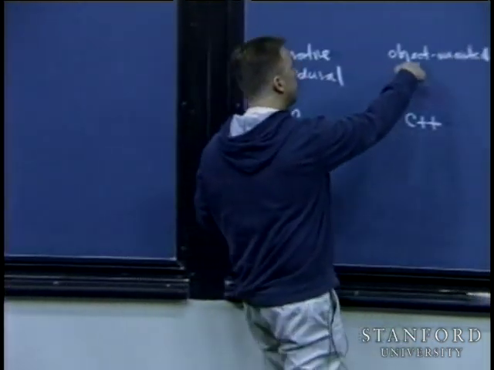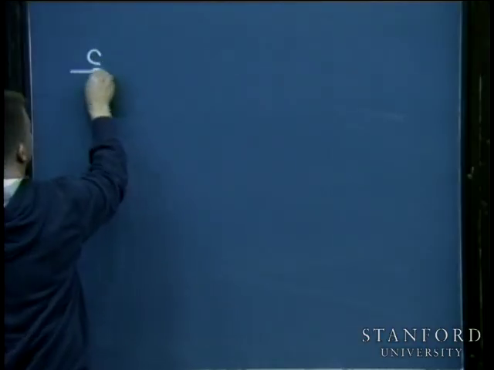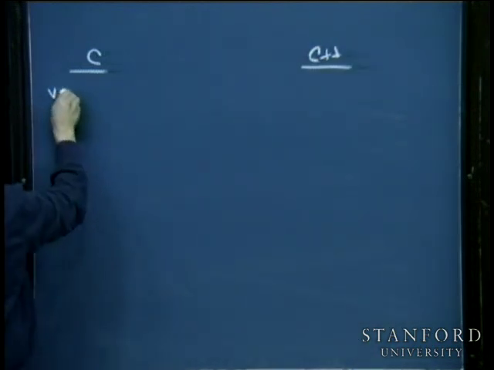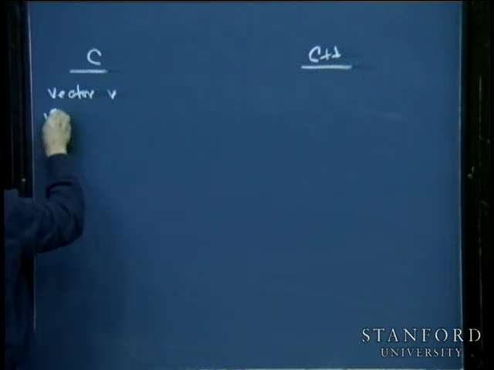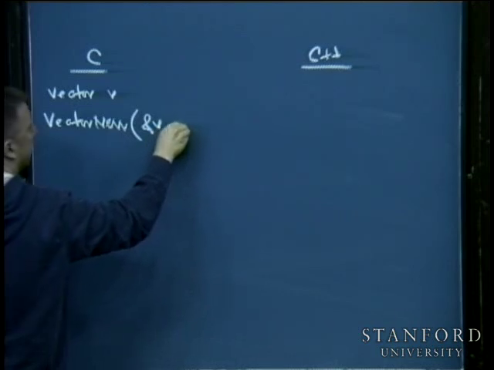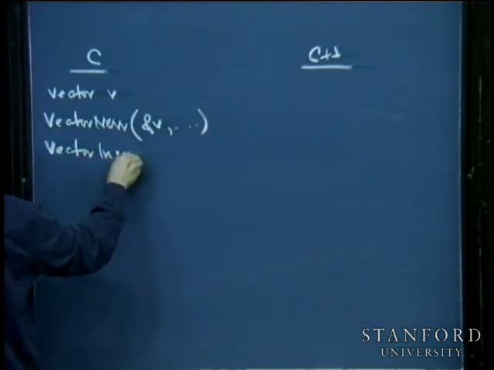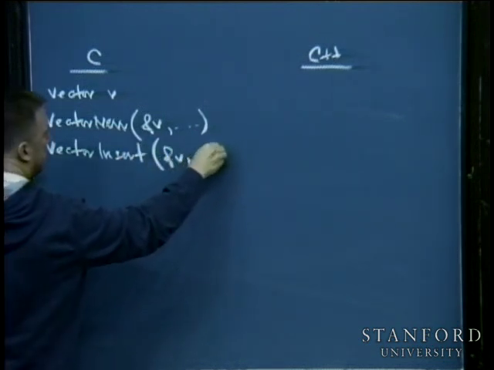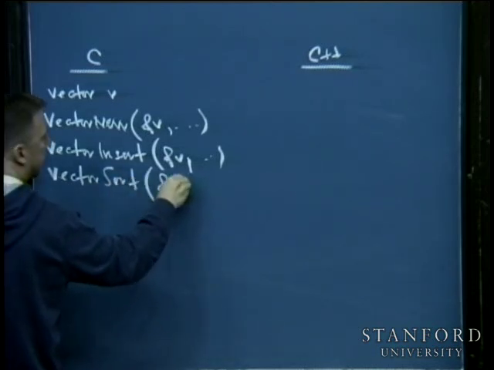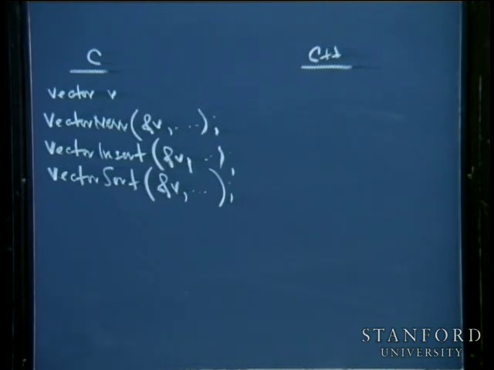As far as object-oriented is concerned, you're used to something like this. I'll write the C equivalent in a second. In C you declare a vector v. You do something like vector new, where you pass in the data and a few other parameters. You do things like vector insert ampersand of v, and vector sort of ampersand of v with additional arguments. Those aren't prototypes, that just means I don't feel like spelling out the rest of the call.